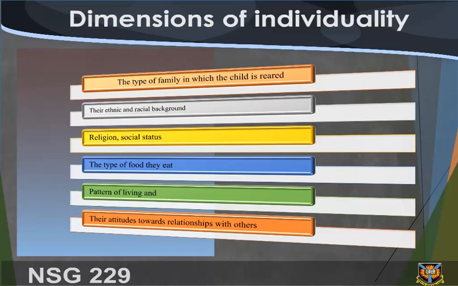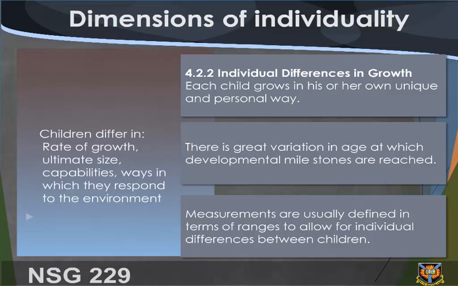The type of family in which the child is reared, their ethnic and racial background, religion, social status, the type of food they eat, pattern of living, and their attitudes towards relationships with others. Children differ in rate of growth, ultimate size, capabilities, and ways in which they respond to the environment.